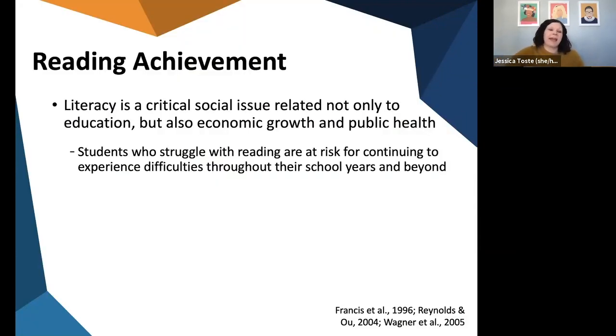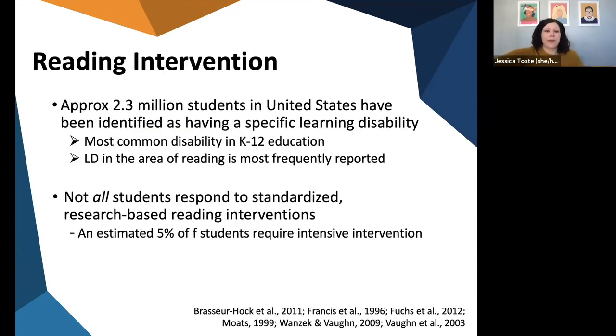So data-based decision-making, if we think about reading and literacy, we know that it's a critical social issue. It's critical not only to academic achievement and what happens in our schools, but literacy is highly related to economic growth, public health, and we know that students who struggle with reading are at risk for continuing to experience difficulties throughout their school years and beyond. In the United States, about 2.3 million students are identified as having a specific learning disability, and the most common type of learning disability is in the area of reading. This group of students represents the largest population of special education students in K-12 education.